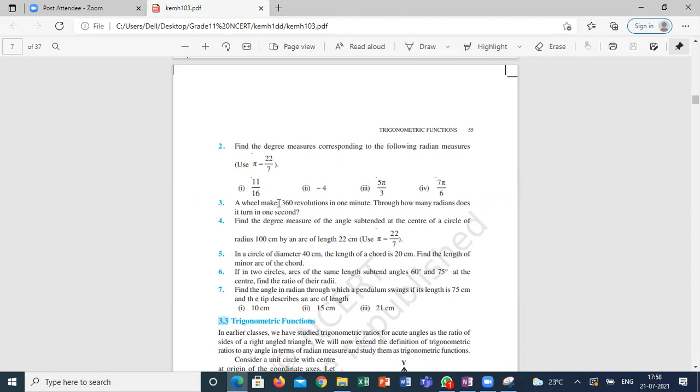It is completing 360 revolutions in 1 minute. That means it is completing 360 into 2 pi radians in 1 minute. Am I right? 2 pi into 360 radians. 720 pi radians it is completing. So in 1 second, how much is it rotating?